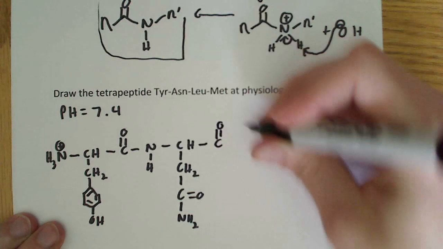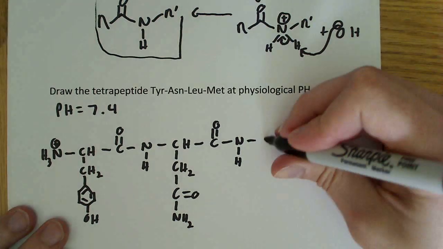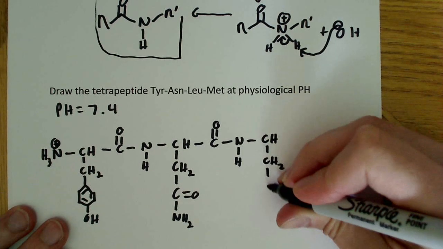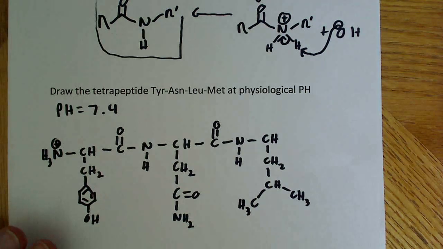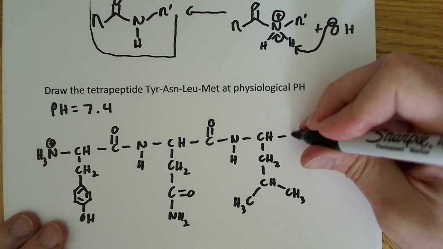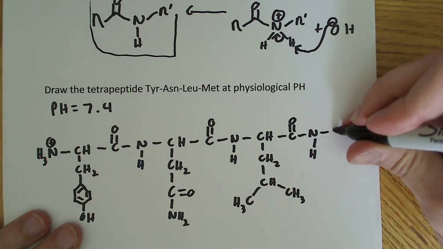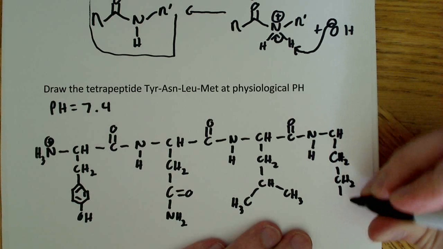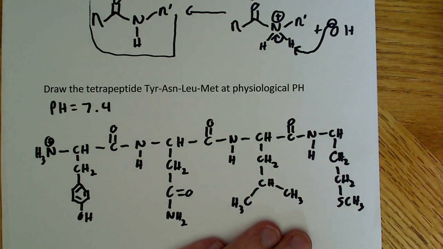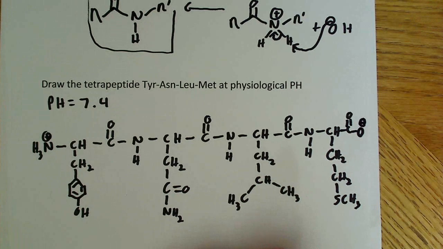Now again, same thing. Form another amide bond here, and we'll draw leucine, which is CH2, CH, CH3, CH3. So there's leucine, and now again we'll draw this C, H, and the last one's methionine, which is CH2, CH2, S, CH3. And on the end here, we'll have a carbon, double bond O, O minus. So that's your tetrapeptide right there.